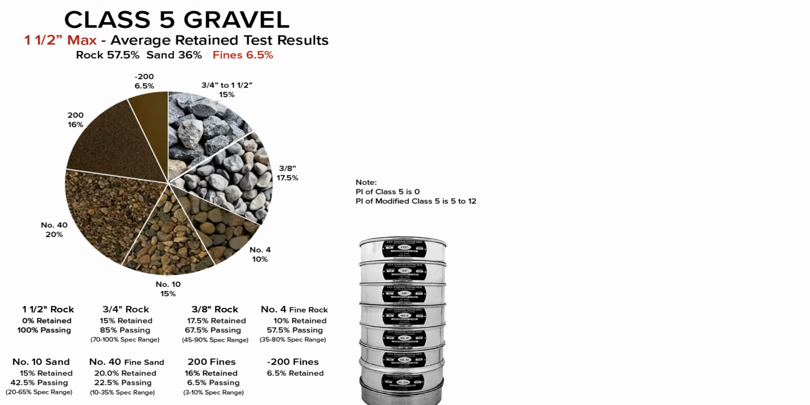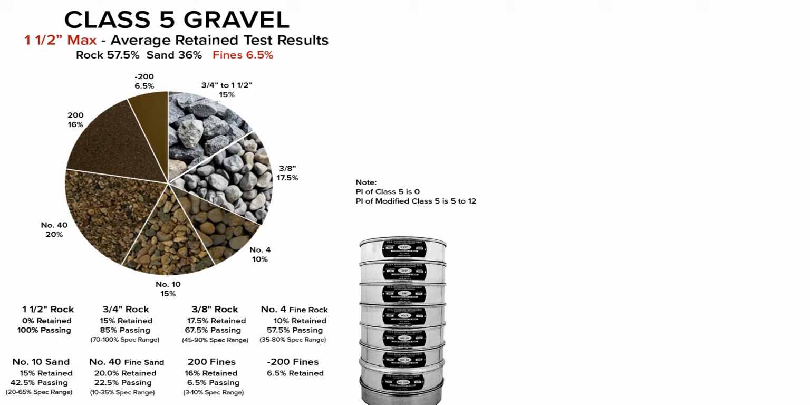3. The sand and fines. Number 40 to number 200. A significant portion, 36% of the mix, is made of finer sands and silts caught in these screens. Minus 200, pan. Only 6.5% of the material is pure dust or fines.